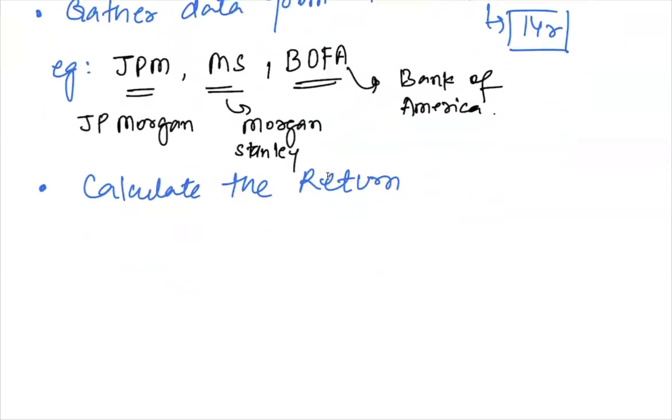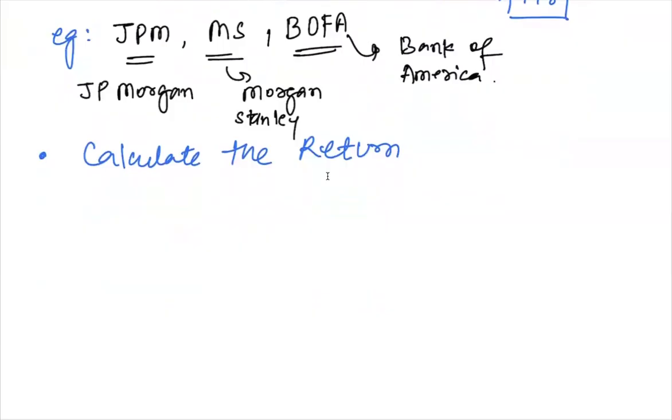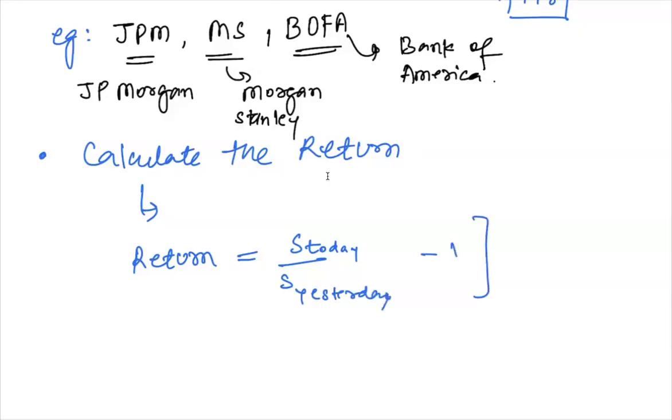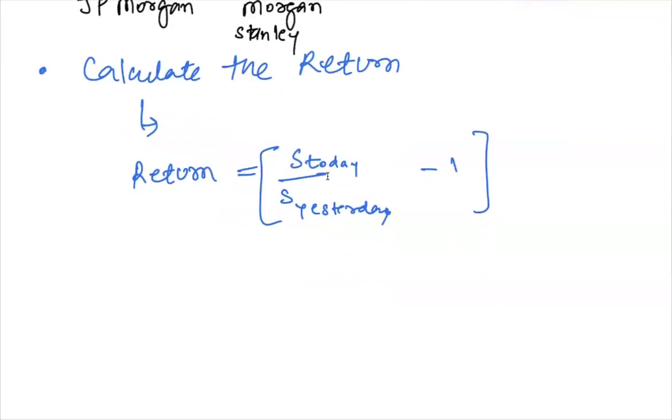So, calculate the returns. Now the question is, how do we calculate the returns? Let's say you have the following data. To calculate the returns, you'll use this formula: stock price today divided by stock price yesterday minus 1. So first you'll collect the data and use this formula to calculate the returns.